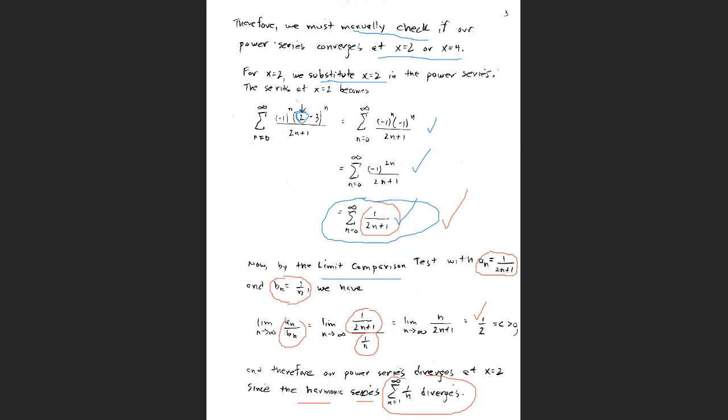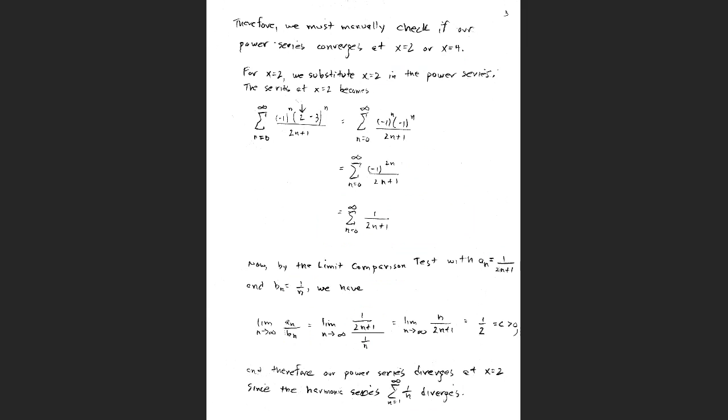In fact, you see, by the limit comparison test, we're saying that the terms of our power series relative to the terms of the harmonic series are in proportion as n goes to infinity. In other words, the series 1 over 2n plus 1, the terms of that infinite series are proportional to the terms of the harmonic series by a factor of 1 over 2.